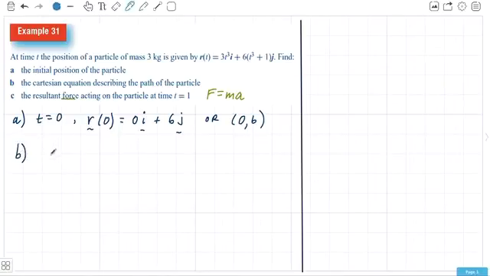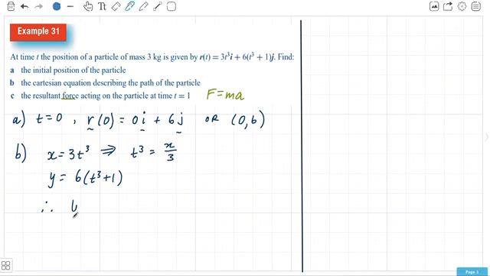For part B, the Cartesian equation, remember that the coefficient of i is equal to x, so 3t cubed is x. y is the coefficient of j, 6t cubed plus 1. I can see here that I need t cubed, so I'm just going to solve x for t cubed. t cubed equals x on 3. So that means that y is equal to 6 lots of x on 3 plus 1. 6 divided by 3 is 2, so 2x plus 6. So therefore, our Cartesian equation is y equals 2x plus 6.